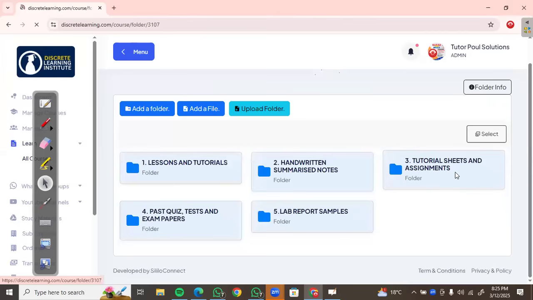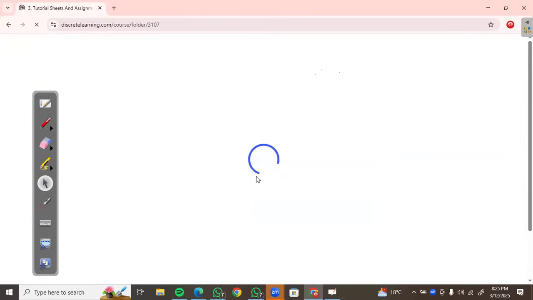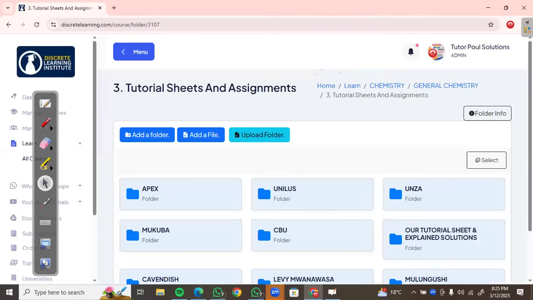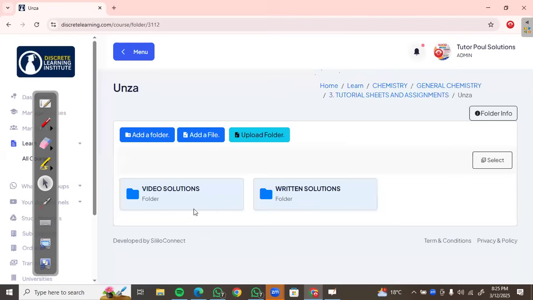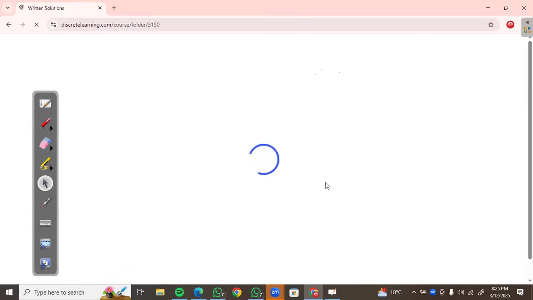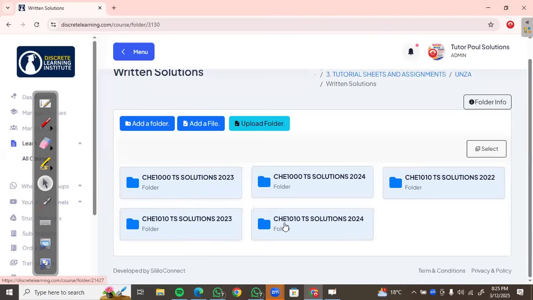So tutorial sheets, I can show you here what we have. When you go here, you'll find different universities. So you go to your university, which is UNZA. Yes, you can ask your question. You can go to the video solutions. You can also go to the written solutions. How do I pay, like, if I want to register? Okay, I'm going to talk about that. These are the tutorial sheet solutions for the previous intakes. Even for you guys, we are also going to create a folder where we'll be putting the 2025 tutorial sheets. So you can use all this to learn.